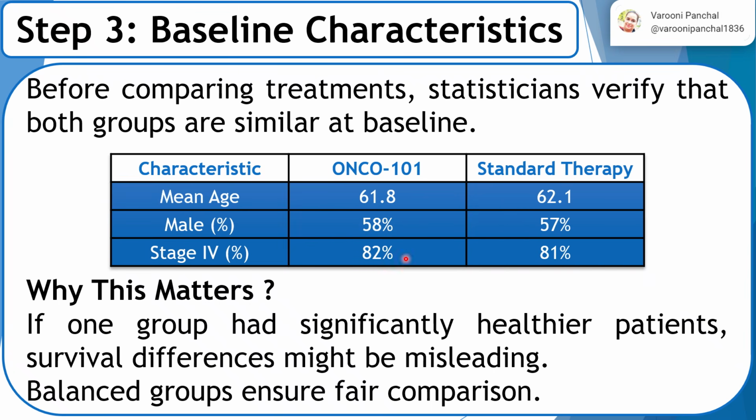Stage 4. In Onco 101, there are 82 patients at stage 4, whereas in standard therapy there are 81 patients at stage 4, which is somewhat similar, plus or minus 1. So this specific step, baseline characteristics, comparing treatments before, is very important. These two groups should be similar at baseline. Only then can you do a fair comparison and get the correct results.